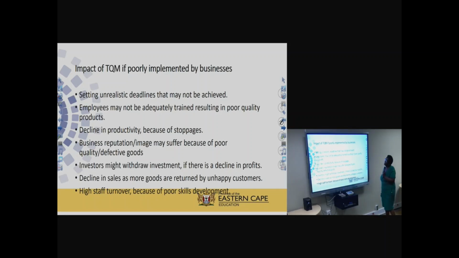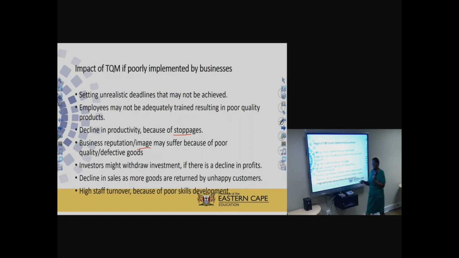Then the last one is the impact if TQM is poorly implemented. If TQM is poorly implemented, for instance, when you are setting unrealistic deadlines that may not be achieved, that will impact negatively on the business. If your employees are not adequately trained, that will result in poor products. You will have returns, defects, and also a decline in productivity, because there will be stoppages because of breakages. Also the reputation of the business will suffer because of poor or defective goods.